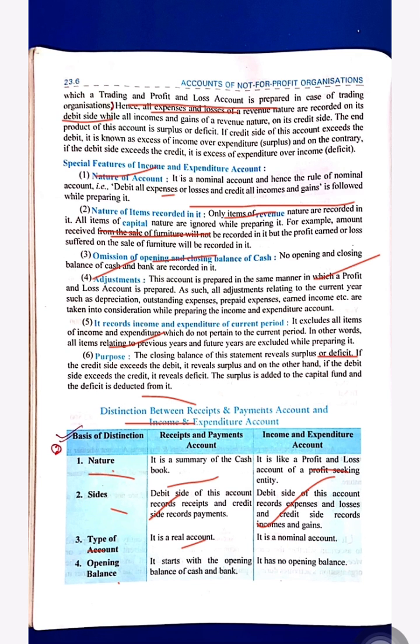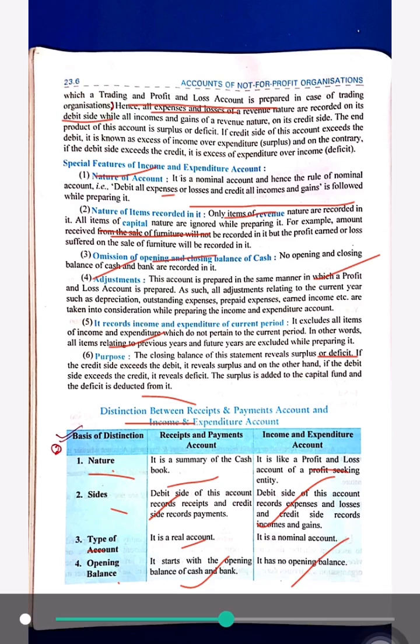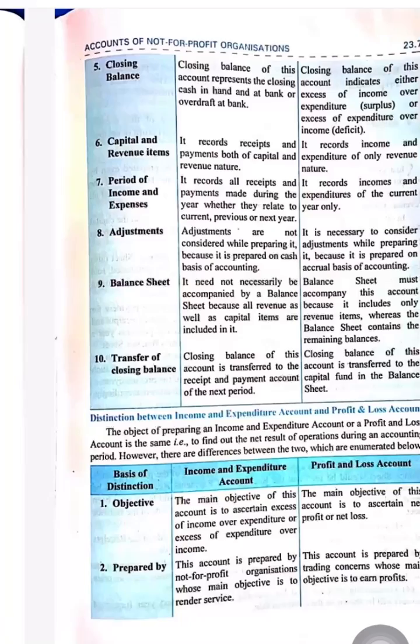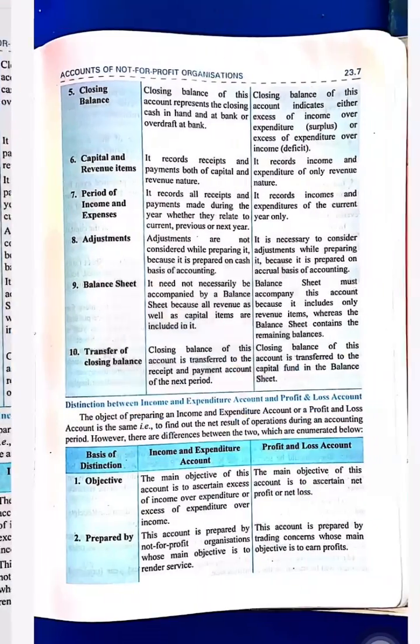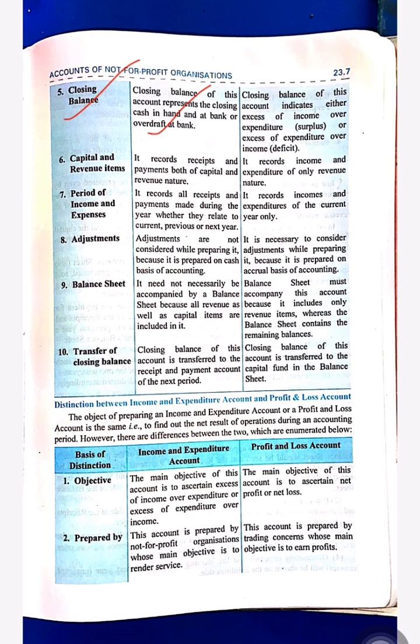Opening balance: in receipt and payment, opening balance is mentioned; in income and expenditure, no opening and closing balance will be written. Same goes with the closing balance: in it, closing balance will be written, in the other, closing balance will not be written. Capital and revenue: in receipt and payment account, whether it's a capital or revenue item, all types of cash items will be written. In income and expenditure, only revenue nature items will be written. Period: all cash payments during the year, whether relating to current, previous or next year, are recorded, but in income and expenditure only current year items will be written.